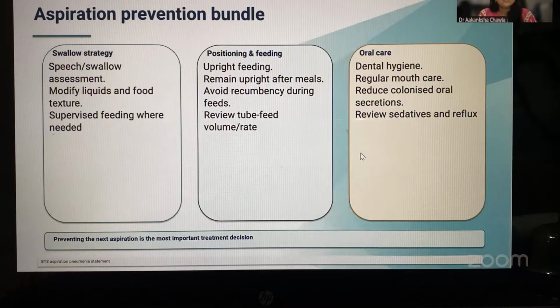Now, when we look at the prevention bundle, the prevention bundle for aspiration should have a swallowing strategy. You must get the swallowing assessment done. So you can involve your ENT specialist. There's something known as FEES, which is called the fiber optic endoscopic evaluation of swallowing, which the ENT specialist can do for your patient to assess the swallowing.